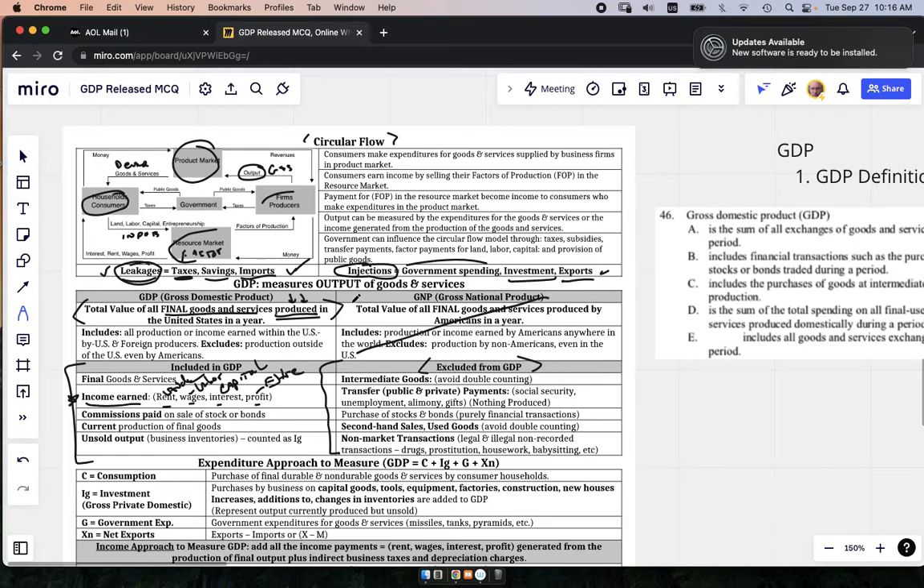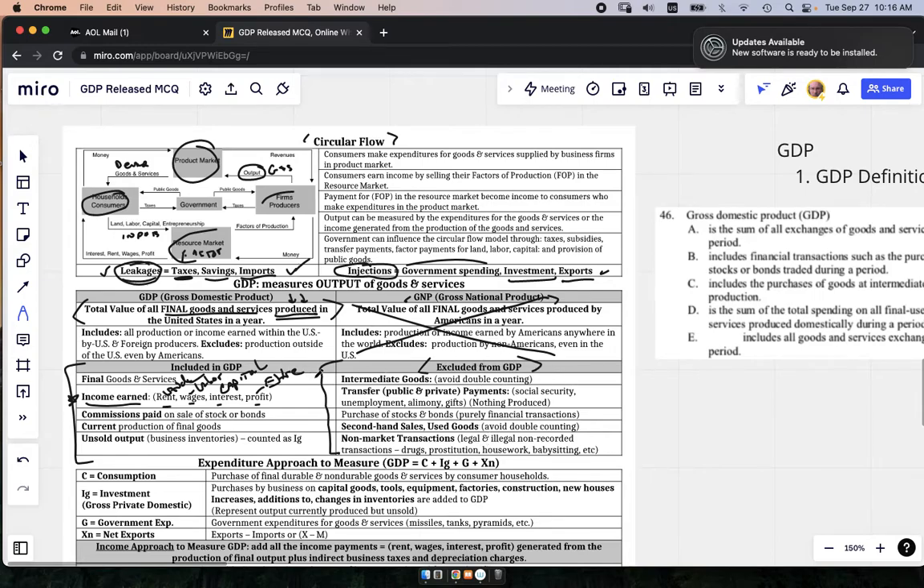I think we've done away with GNP. We don't tend to see that anymore on any of our tests. A long time ago, they got rid of that. So this probably isn't necessary, but some teachers do teach GNP. If you need it, excellent.